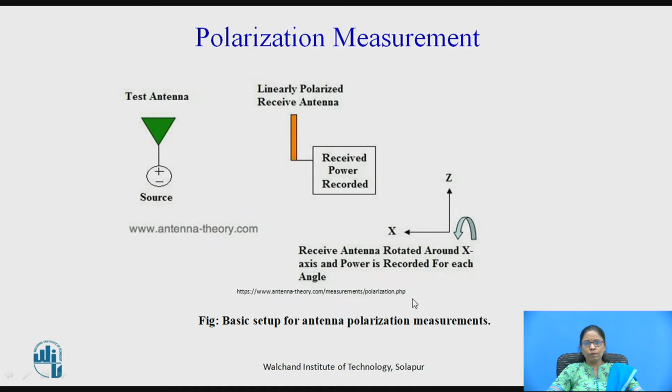For that, a simple arrangement is shown here. The test antenna is provided with some source or supply, whereas another linearly polarized antenna is used as a receiver, and the received power is recorded. When recording the readings, we rotate the antenna along a particular axis, the x-axis, to measure.